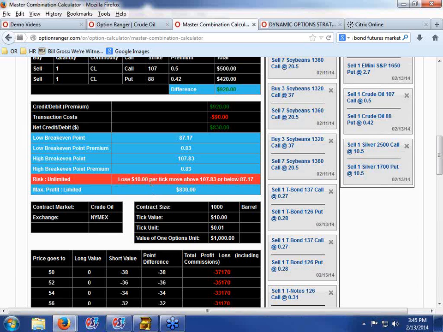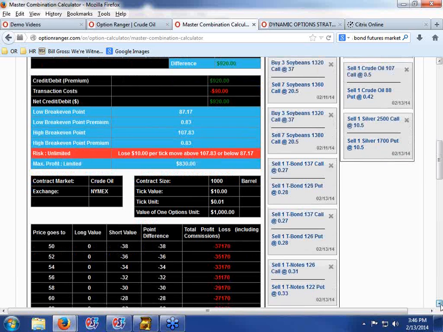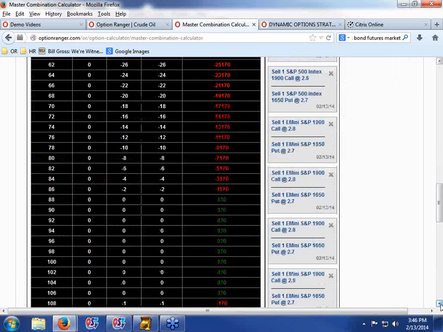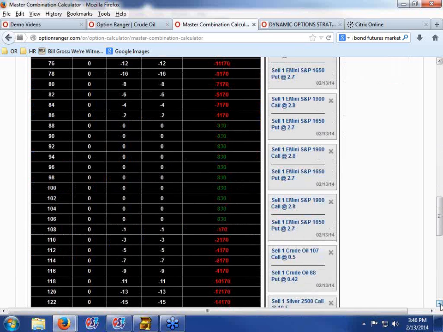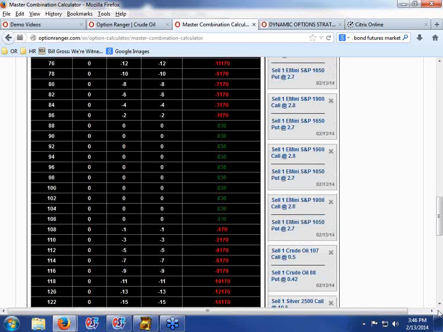So once the market breaks to the downside or breaks to the upside with rising volatility, intrinsically above the 107.83, below the 87.17, the transaction would be losing $10 per tick move. Now again, unless there's a sudden move, a wise option writer, if the market is trending or seems to be picking up volatility, will offset a position if possible before that materializes.